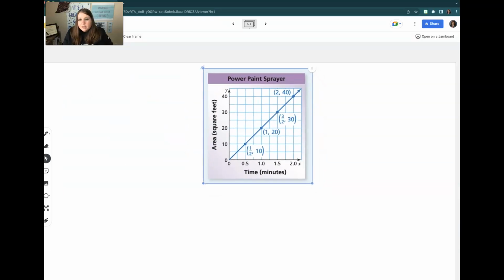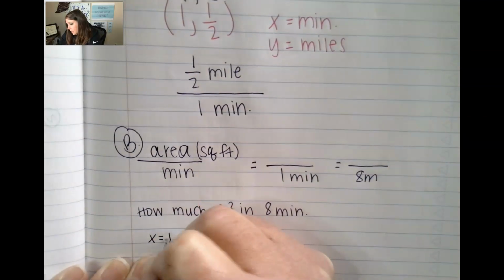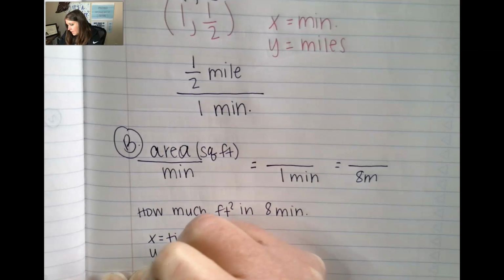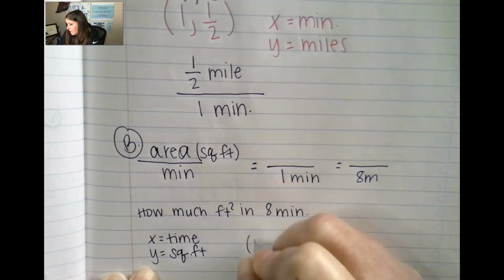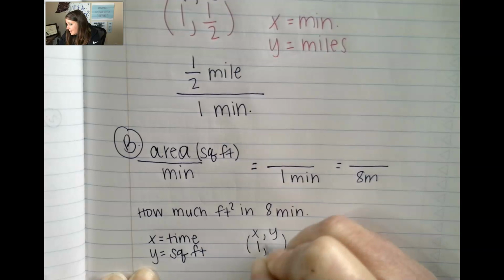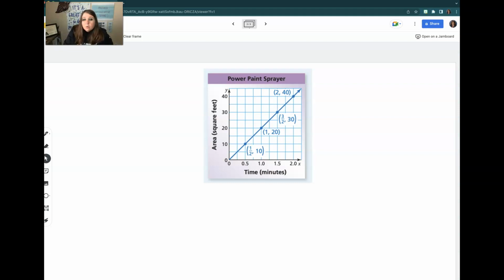In our graph, we can look at time. Time is on the x-axis. So we know that, again, x equals time, and then y equals square feet. So when we're looking at x comma y, we're looking for 1 something. What is the something? We're going to be matching those together. So we're looking at time, and when time equals 1, we're going to follow that up. Square feet equals 20. So 1 comma 20.